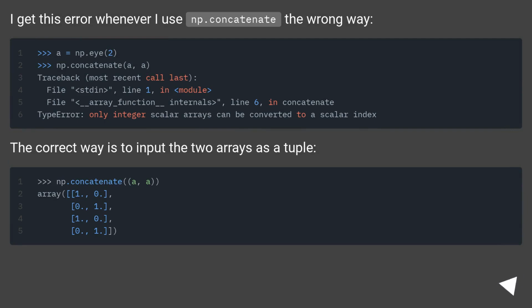I get this error whenever I use np.concatenate the wrong way. The correct way is to input the two arrays as a tuple.